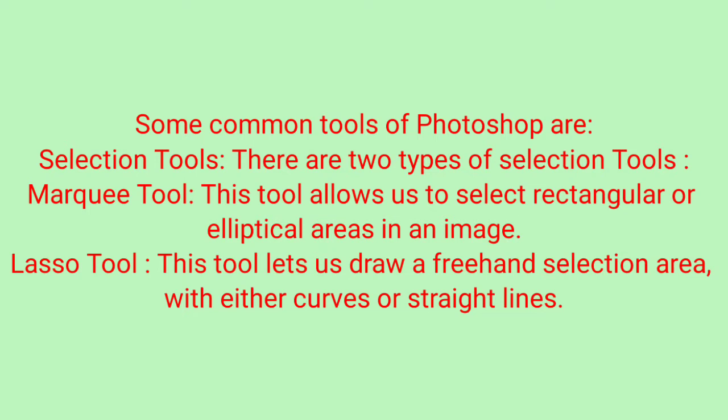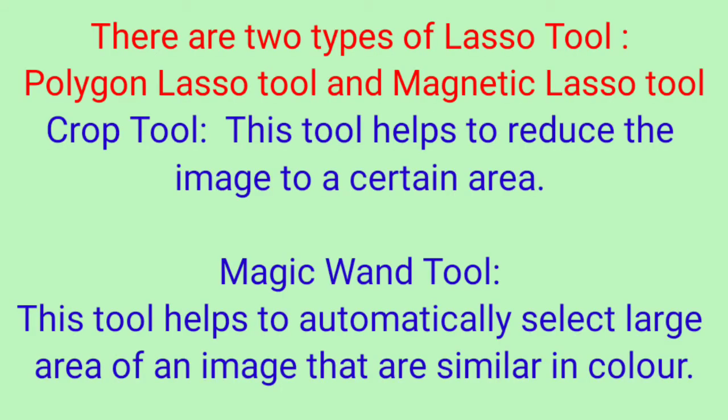Some common tools of Photoshop are the Selection tools. There are two types of selection tool. Marquee tool: this tool allows us to select a rectangular or elliptical area in an image. Lasso tool: this tool lets us draw a freehand selection area with either curves or straight lines. There are two types of lasso tool, the polygonal lasso tool and the magnetic lasso tool.